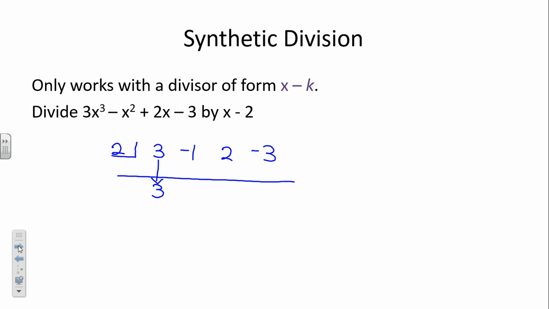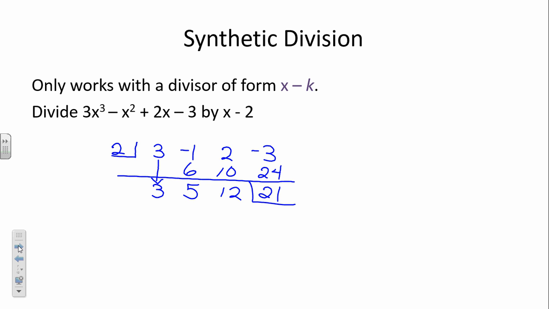But then we have to take 2 times 3 and get 6. And now, because we've changed this sign already, we don't have to worry about subtraction anymore. So we're just going to add. Okay, before we had this, right? Now we've changed the sign to make it kind of a subtraction problem every time. So now we add. Negative 1 and 6 is 5, 2 times 5 is 10, 2 plus 10 is 12, 2 times 12 is 24, and a negative 3 is 21.